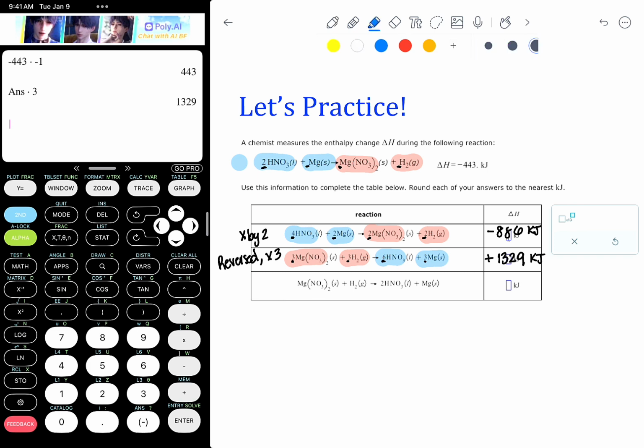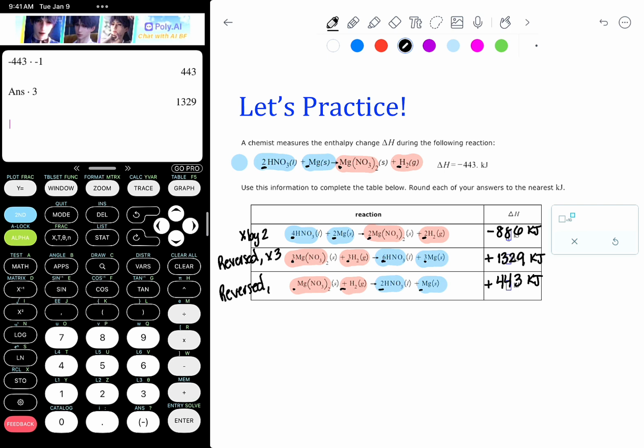Finally, in our last one here, I have HNO3 and magnesium on my product side again, and I have magnesium nitrate and hydrogen gas on my reactant side. So that tells me that I reversed it. So automatically I know my sign of delta H is going to change. It's going to now be positive. Let's look at our coefficients. I have 1, 1, 2, and 1. So nothing happened besides that. We just reversed it. So delta H is just going to be positive 443 kilojoules.